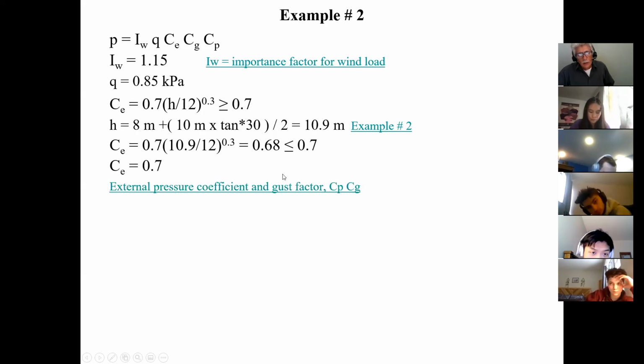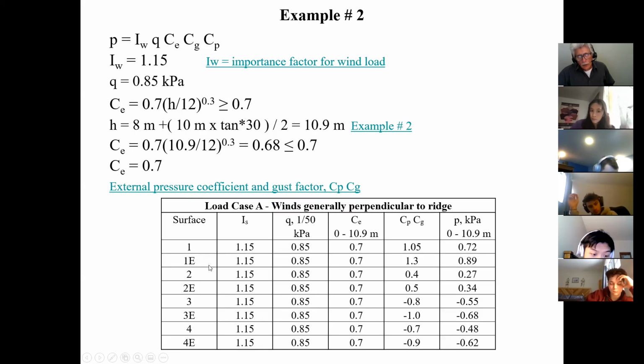Now, of course, these are exactly the same as we had in the other problem, okay? Now look how much simpler the table becomes. I have the same surfaces, the same importance factor, the same Q value, except now the CE value goes from 0 all the way to 10.9. So I only have one CE value. The CG values are exactly the same that I used for the other problem. And now my pressures are going to be a little bit smaller, from 0 all the way to 10.9 meters. So that's how the terrain can have an effect on your calculations, okay?